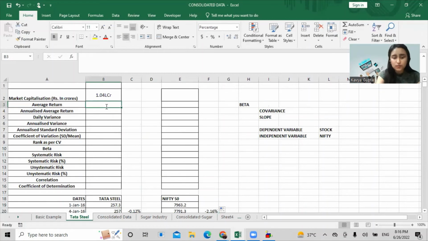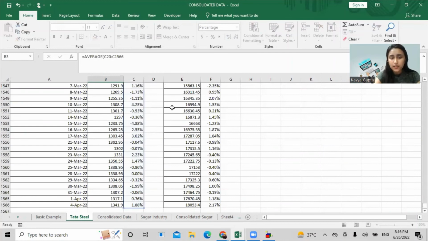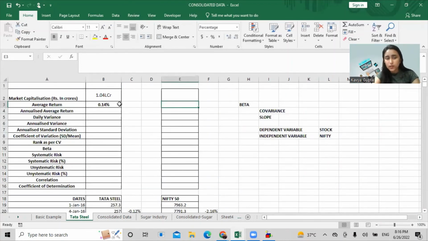Then again, average return. Average formula use करेंगे. ये पूरा जो हमने रिटर्न्स कैलकुलेट करे हैं सेलेक्ट कर लेंगे. सेम फॉर निफ्टी. आई होप यू गाइस कैन डू इट. चलो मैं यहाँ पे आपको कर देती हूँ. ठीक है. कैन यू सी निफ्टी ने सिर्फ 6% दिया है, whereas Tata Steel, which belongs to the steel sector, has given a 14% return in the last 5 years. Average. This is the average.